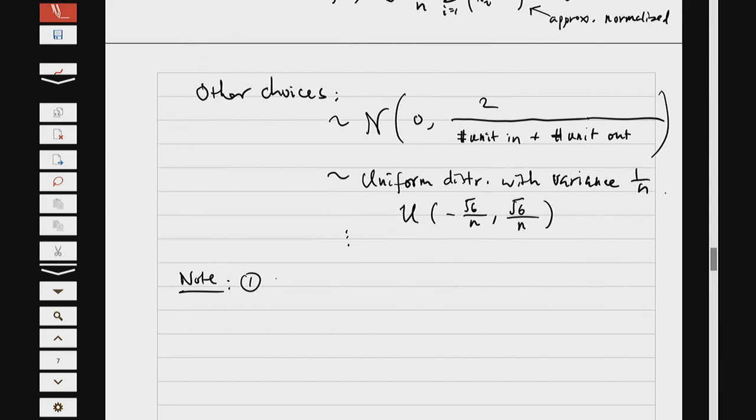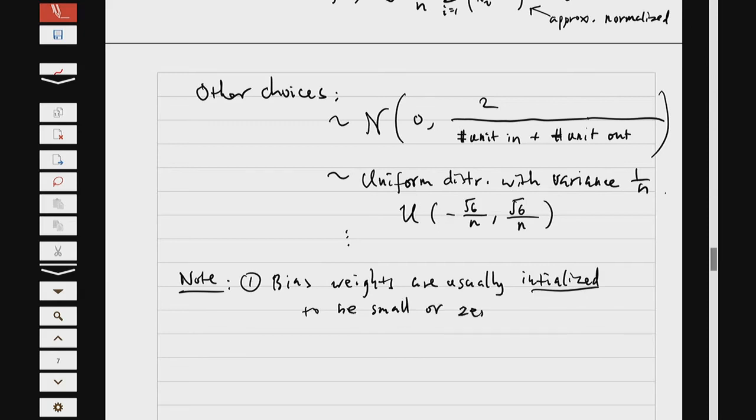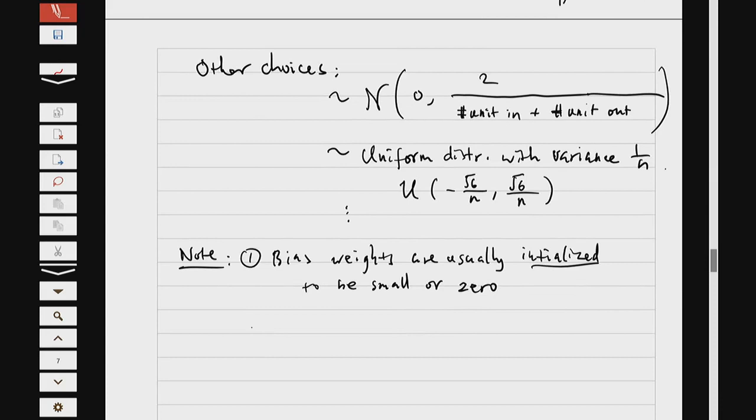I think one thing to know here is that the bias weights, usually we initialize them to be small, and that's okay. In fact, most of the time you simply set them to 0, and there's no problem for most of the architectures.